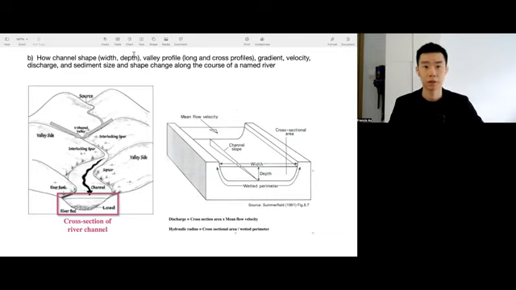Okay, so we have discharge and the channel shape. So what are the factors affecting river discharge and river energy? We'll go through that now. So let's start with river discharge.